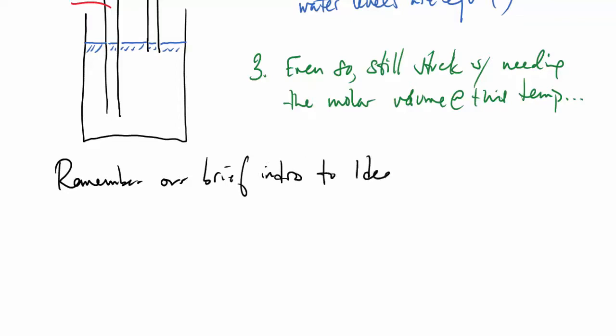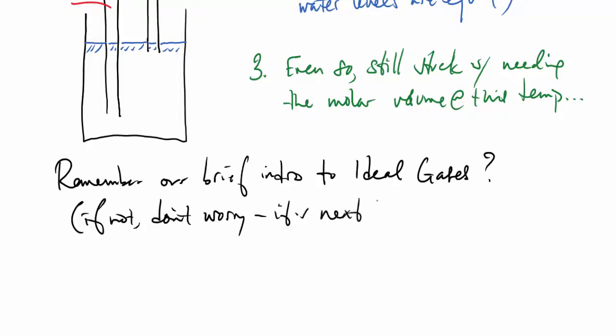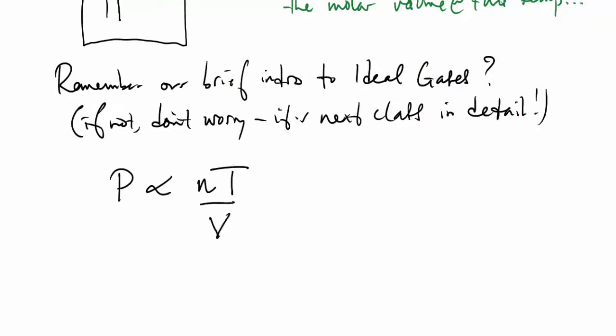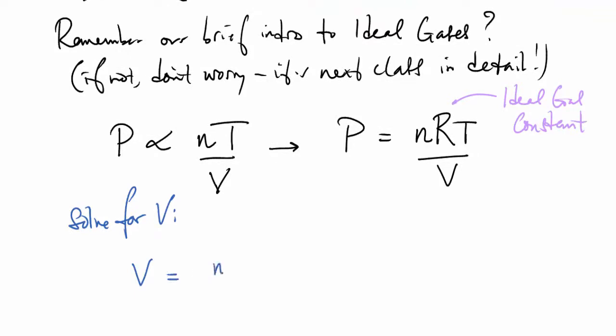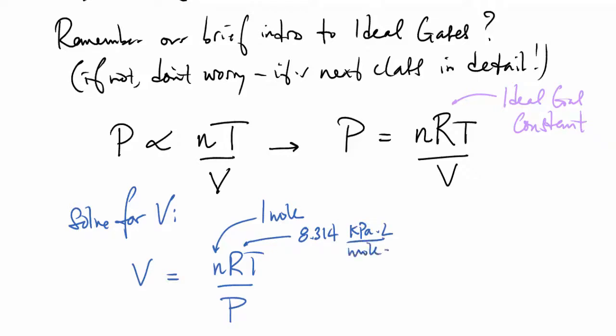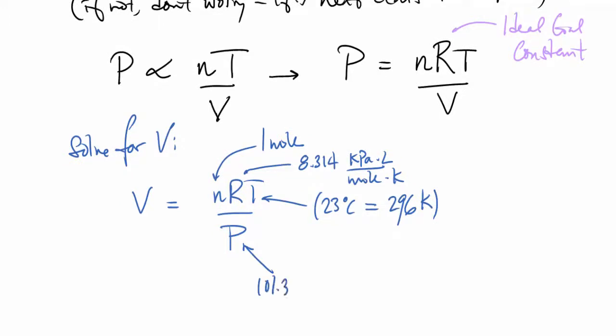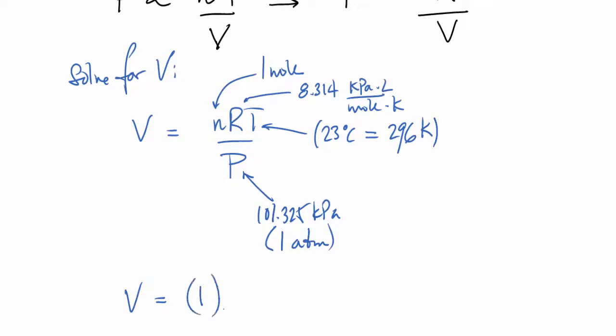Well, if you might remember our brief introduction to ideal gases, that was last class, but don't worry, if not, we'll go into the next class in great detail. The idea was the pressure would be proportional to the number of moles of particles and the temperature and inversely proportional to the volume, or P is equal to nRT over V, where R is the ideal gas constant. We'll solve this for the volume of a gas at our conditions, which were 1 atmosphere pressure and 23 Celsius if you recall. So we'll solve V is equal to nRT over P and get the rest of our values in here and work out what the molar volume of a gas was at 1 atmosphere pressure and at 23 degrees Celsius, which is where we were when we were doing the lab in eudiometry.